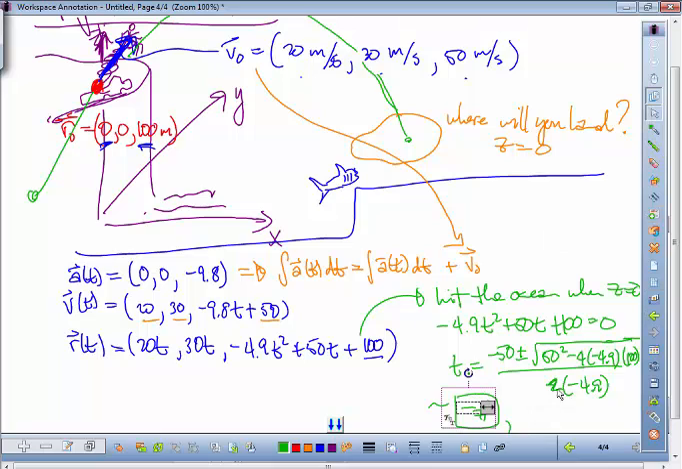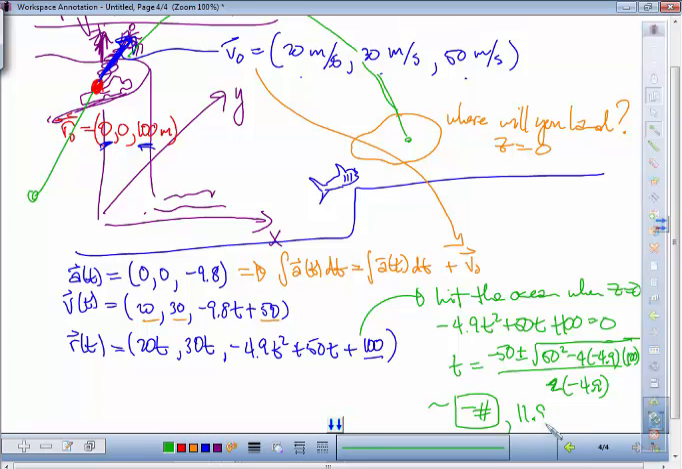So we get one value that's negative, and the other one is, what is it? 11.9. Could we get a confirmation with that? Yes, confirmed 11.9. Just for fun, anybody figure out the negative? Negative 1.7. So we know that it's not the negative, right? Because it's going on the other side. So 11.9 seconds. So you're going to be in the air for 11.9 seconds, and you'll land in the ocean.